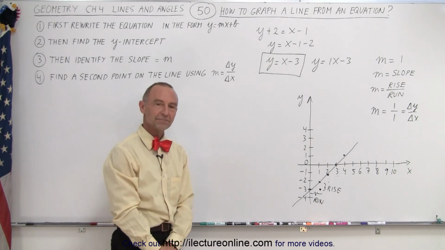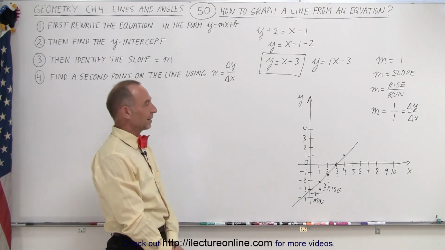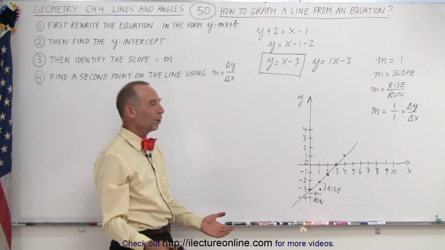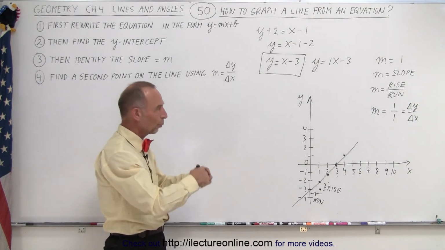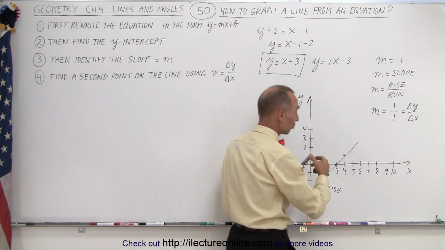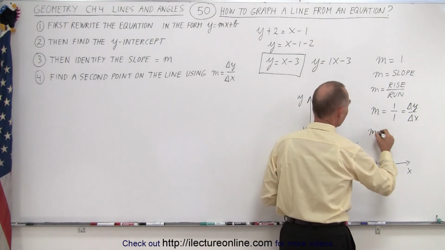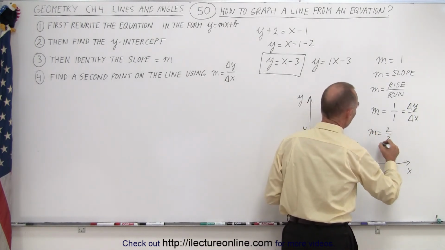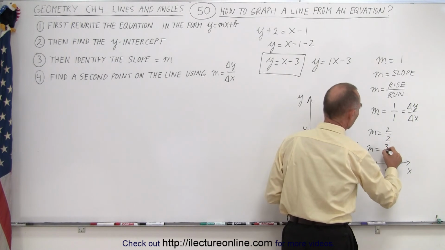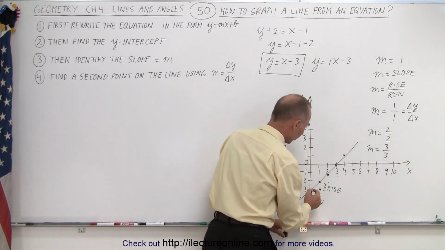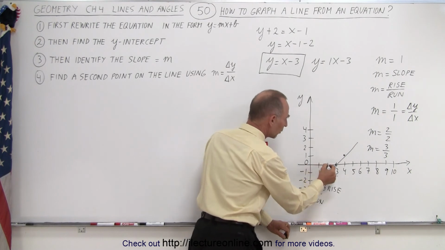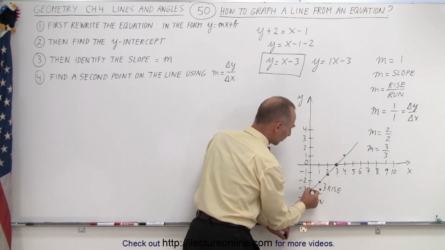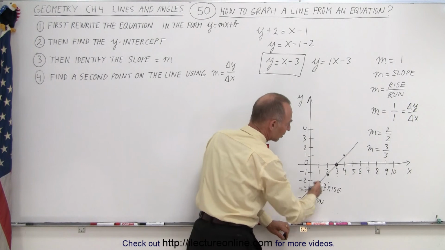Sometimes I go 2, 2, 3, 3, 15, 15. So the question is, do you need to go 1 to 1? And so you can also say, well, if the slope is 1, you can say that m equals 2 over 2, or m equals 3 over 3. In other words, starting from this point, you could rise 3 and run 3, and notice then you go directly from this point to this point, and then you connect them.